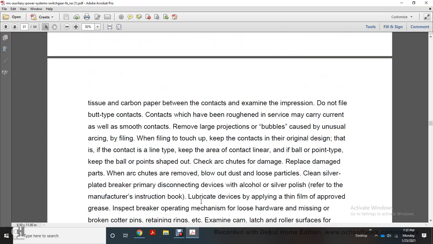Remove large projections or bubbles caused by unusual arcing by filing. When filing a contact, keep the contact within the original design.